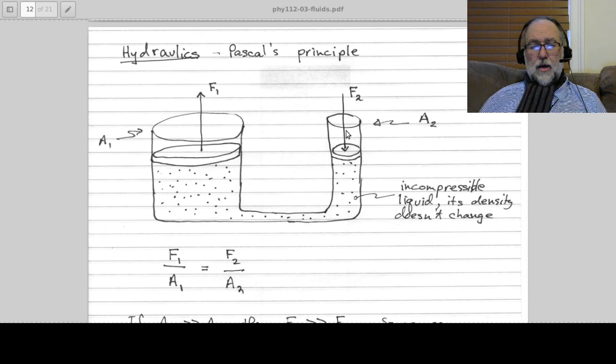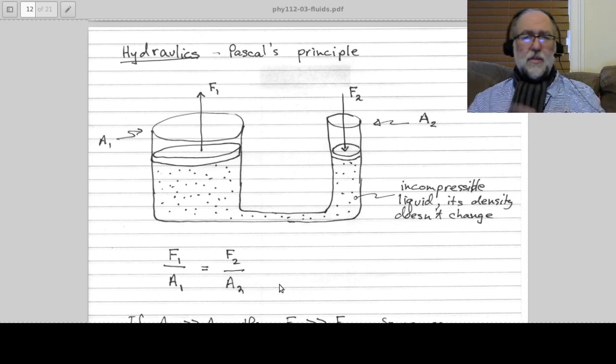So F2 divided by A2, that is the pressure that I've created at the cylinder on the right. The cylinder on the left has to have the same pressure, and so there I'm going to have F1 divided by A1, pressure again being force divided by area. If the two pressures in the two cylinders have to be the same by Pascal's principle, I must have that F1 divided by A1 is equal to F2 divided by A2.